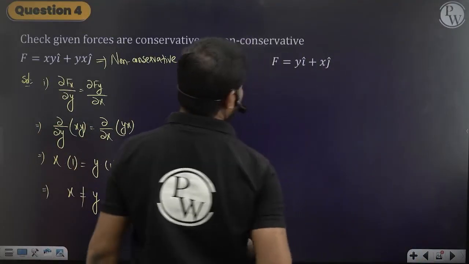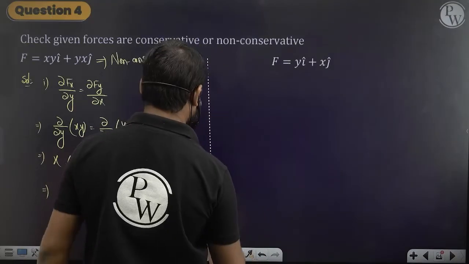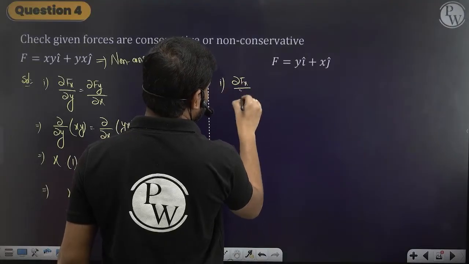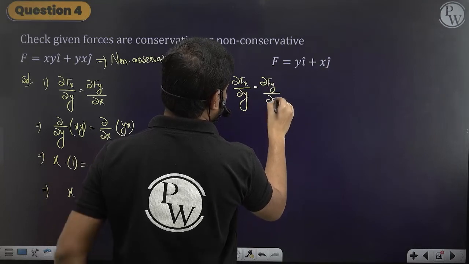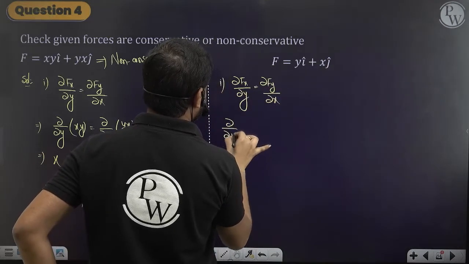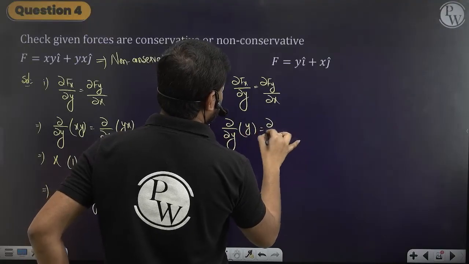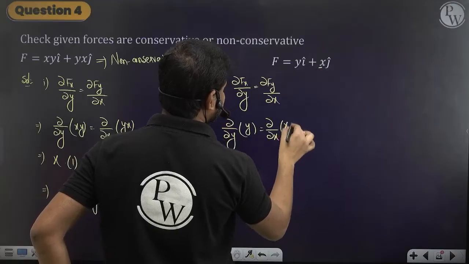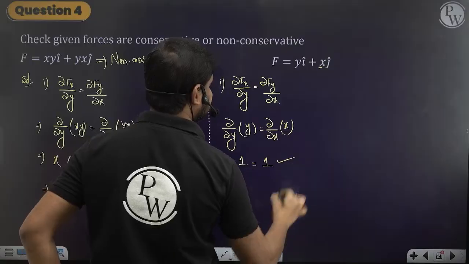Now F equals y i cap plus x j cap. Again do the same thing. The first condition: ∂Fx/∂y equals ∂Fy/∂x, right? ∂/∂y of Fx, what is Fx? y. And ∂/∂x of Fy. What is Fy? The force in the y direction is x. So ∂y/∂y is 1, ∂x/∂x is 1. So the first condition is satisfied.